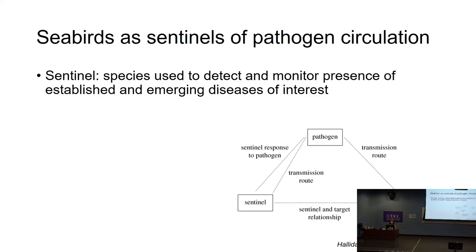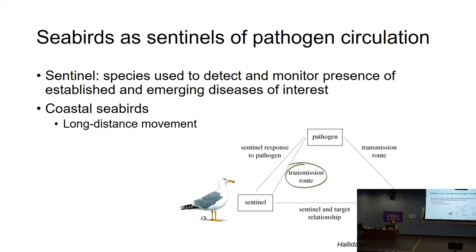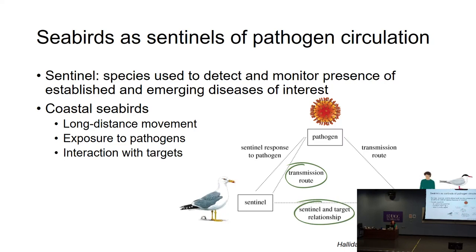So this schematic from Halliday et al. shows the relationship between a sentinel population, the target population of interest, and the pathogen itself. There's this triangular relationship where sentinels are interacting with pathogens, and target populations are also interacting with pathogens, and then independently the sentinels and targets are interacting. So in the example of coastal seabirds, you have a group of species that has many transmission routes, both to be exposed to pathogens and then to transmit them elsewhere through their long-distance movements. They're known to be exposed to pathogens. They're in environments where there are high concentrations of pathogens in coastal systems. And they interact with target populations, whether that's humans, livestock, or other seabird and wildlife species.